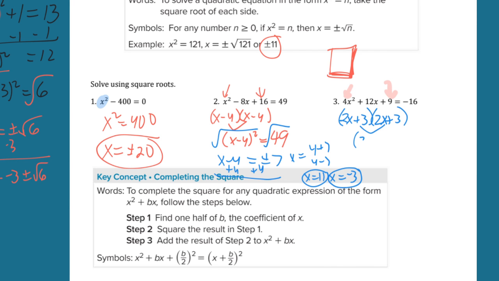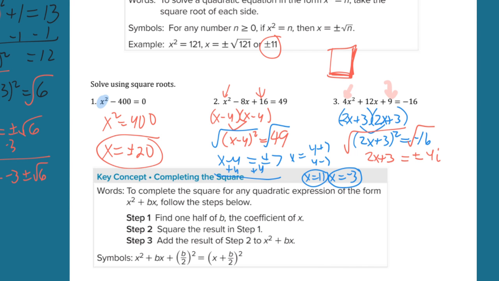So you can compress this into 2x plus 3, quantity squared equals negative 16. Well, so this is a good candidate for doing the square root property. So square root both sides. When you square root the right, you're going to do plus or minus. And so plus or minus, and notice this is square root of 16, so it's going to be 4i. And then on the left side, you get 2x plus 3.